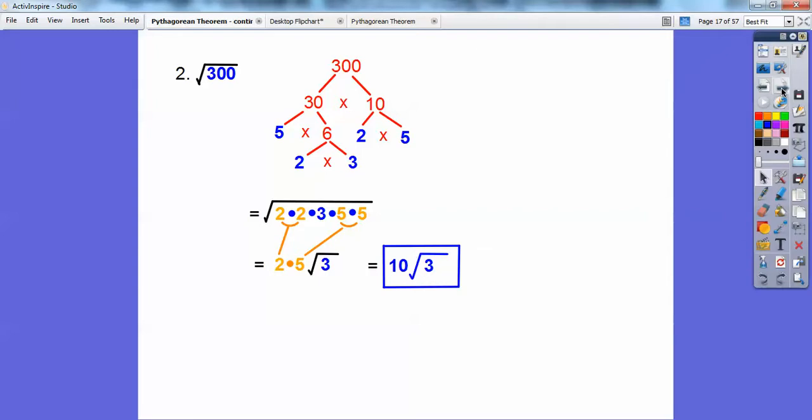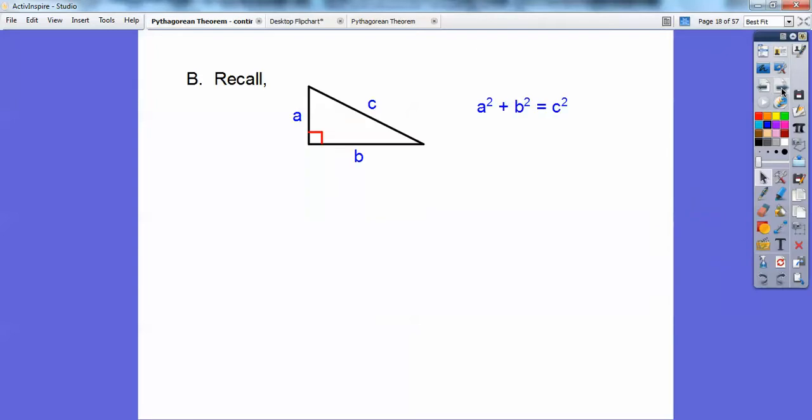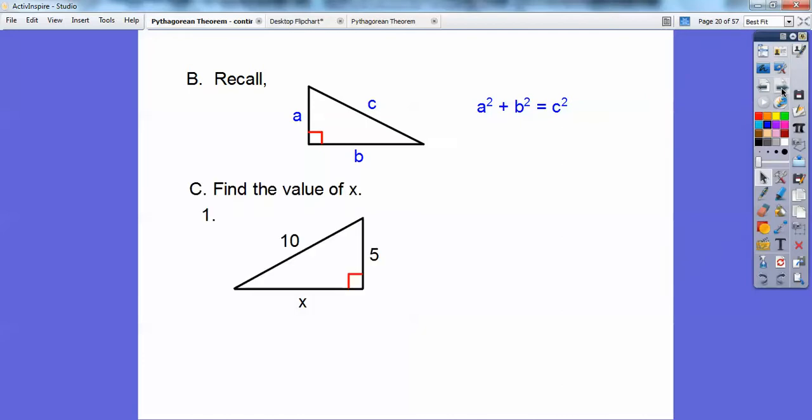Recall from the last lesson the Pythagorean Theorem, a squared plus b squared equals c squared. Let's use the Pythagorean Theorem with numbers where we have to take the square root and simplify the radicals this time. In the last lesson I gave you perfect whole numbers every time, but this one you won't get. This one's the hypotenuse, so this is my c right here. The 10 squared is going to go right here.